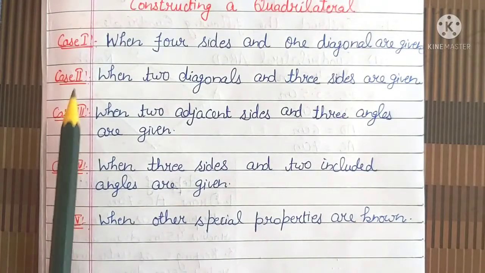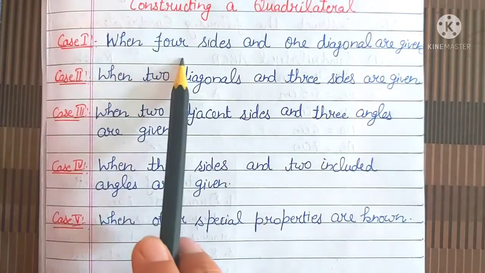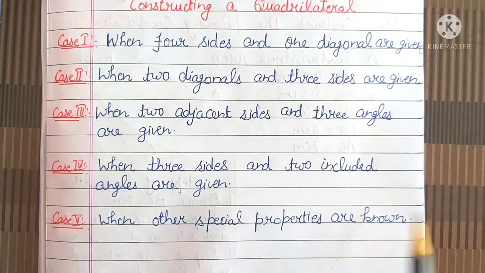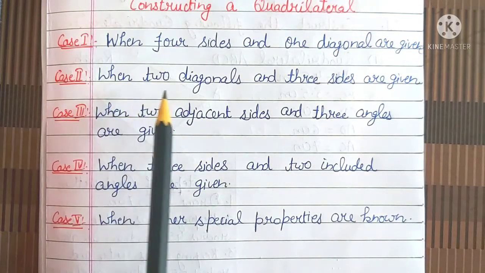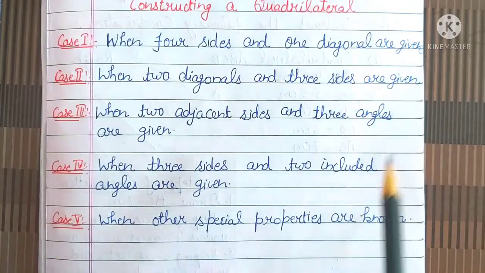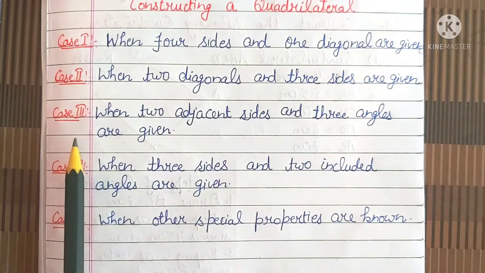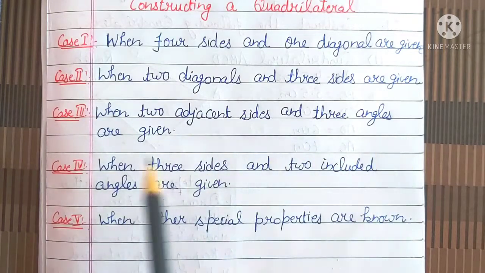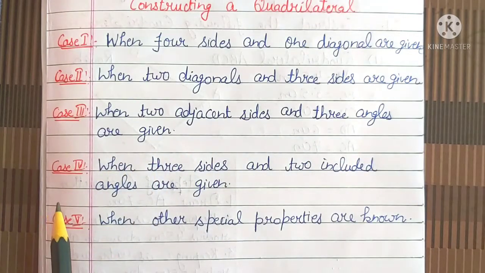The situation 1, when 4 sides and 1 diagonal of quadrilateral are given. The case 2, when 2 diagonals and 3 sides of quadrilateral are given. Third case, when 2 adjacent sides and 3 angles are given. Case 4, when 3 sides and 2 included angles are given. And case 5, when other special properties are known.